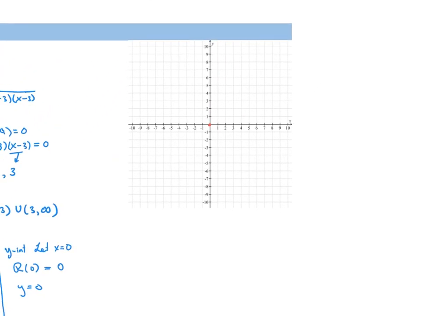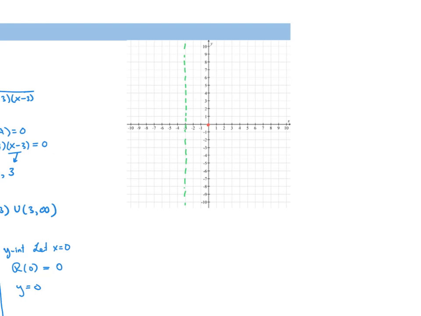We also have to graph our vertical asymptotes. X equals -3. I don't think I wrote that down, that those corresponded to our vertical asymptotes. So let me go ahead and write that down. Vertical asymptotes, x equals 3, and x equals -3.